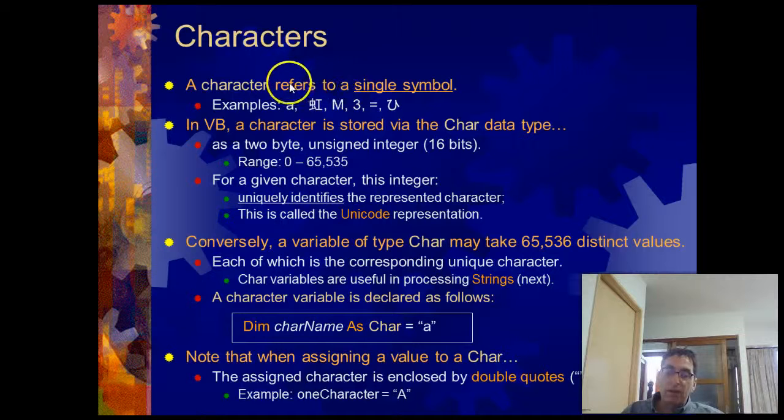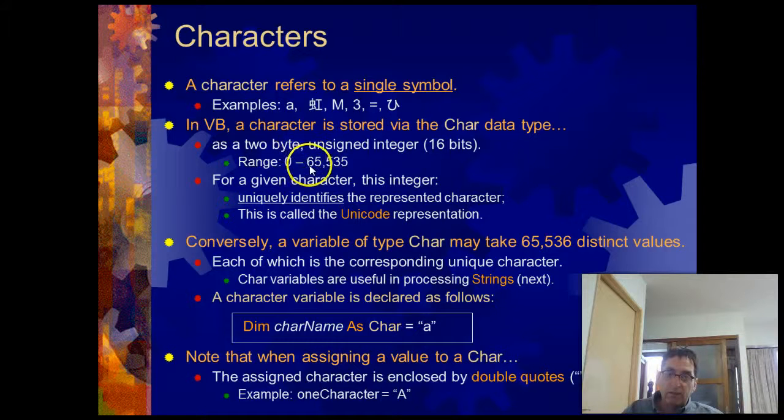Okay, now we have characters. A character refers to a single symbol. For example, this, or this, or this, or this, or this, or this. In VB, a character is stored via the Char data type as a 2-byte. So Char uses 2 bytes, unsigned integer 16 bits. So the range is between 0 and here.